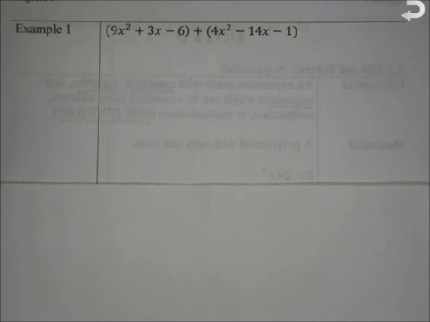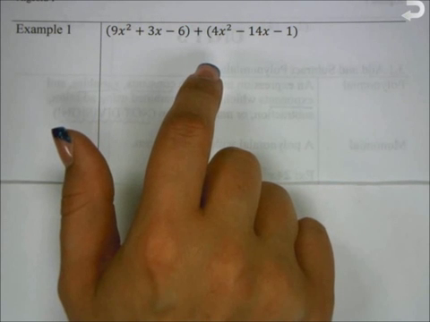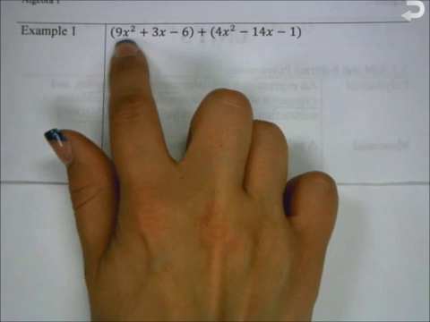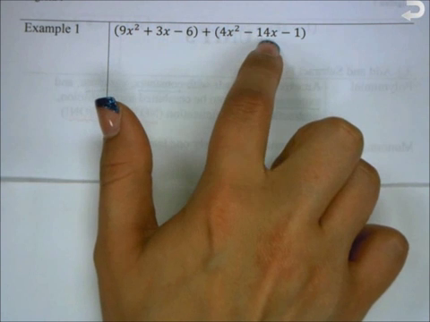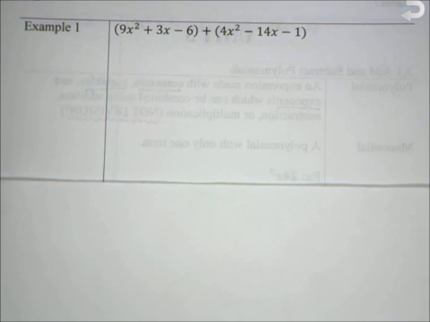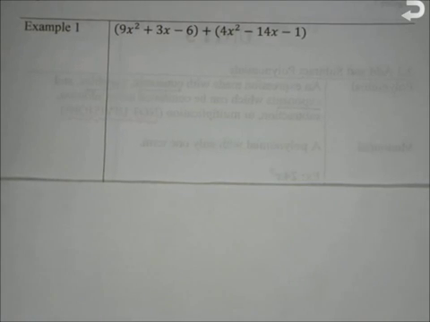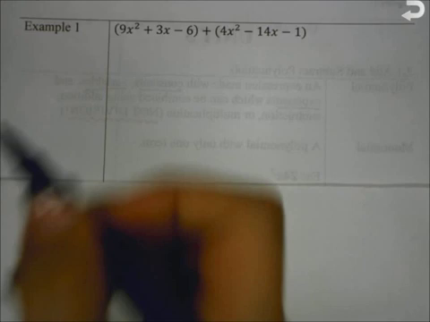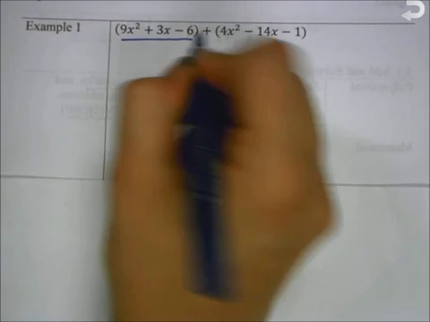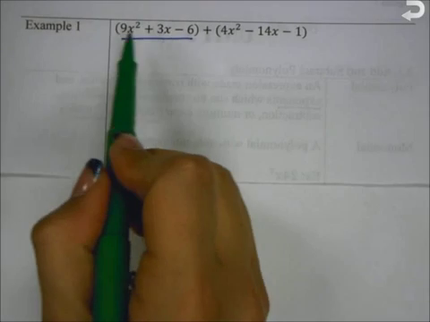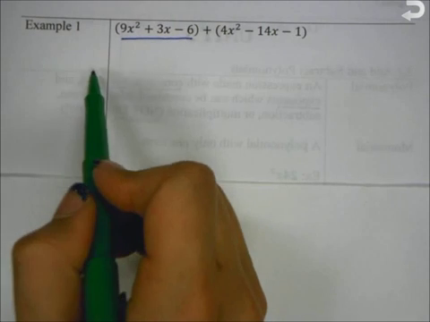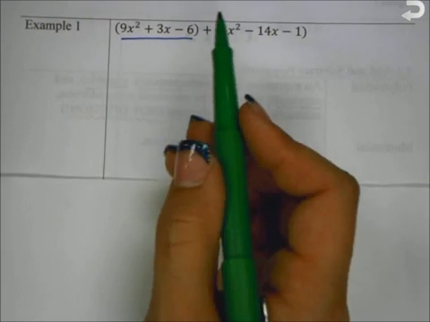9x squared plus 3x minus 6 plus 4x squared minus 14x minus 1. Let's look at this. How many polynomials am I adding? 2. The first polynomial is this guy. Remember, polynomial means multiple terms, and there's 3 terms here. If this one has 3 terms, what kind of polynomial is it? A trinomial. Good, a trinomial. Here's our second polynomial, 4x squared minus 14x minus 1.